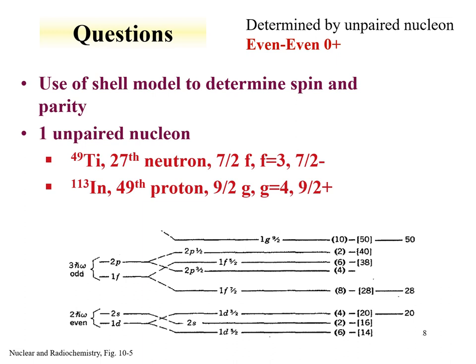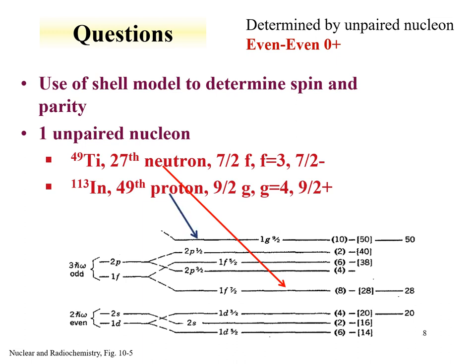An example: titanium-49. The 27th neutron is the unpaired neutron, and in the shell model, that lives here in this shell, which is the f7/2. So the spin is 7/2, and f is 3, which is odd, so the parity is minus. If you examine the chart of the nuclides, you'll find that titanium-49 is indeed 7/2 minus.